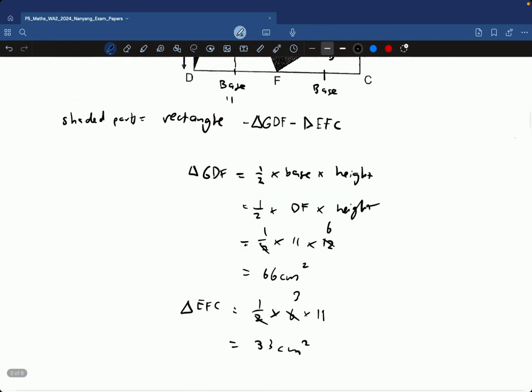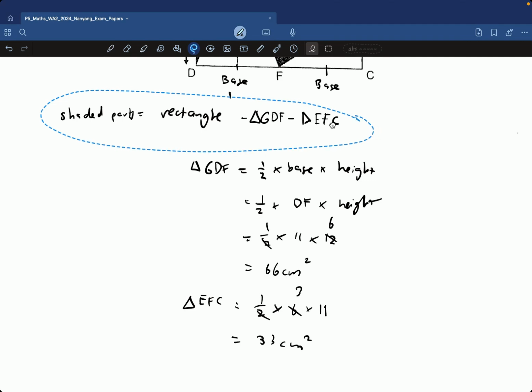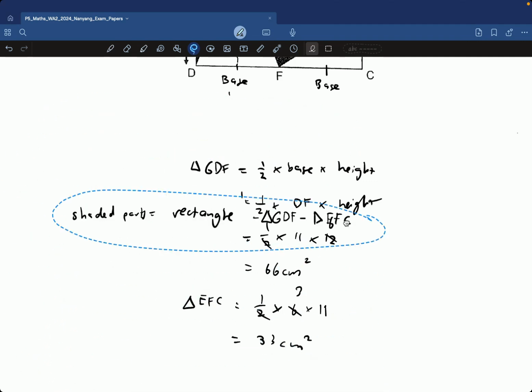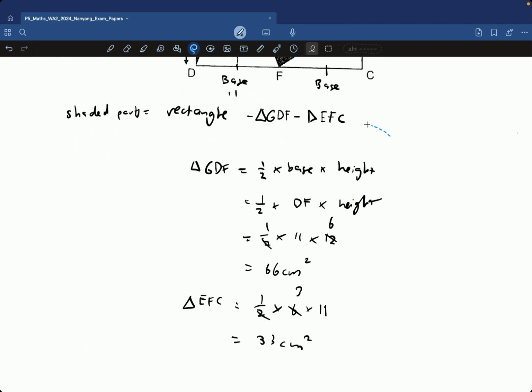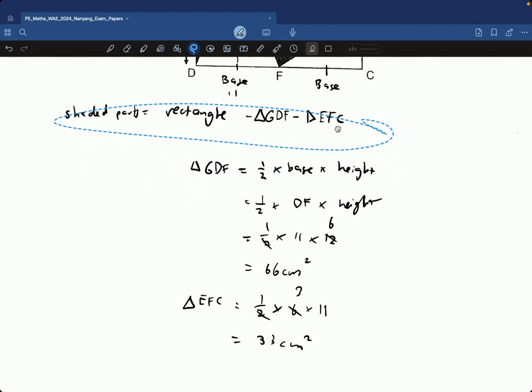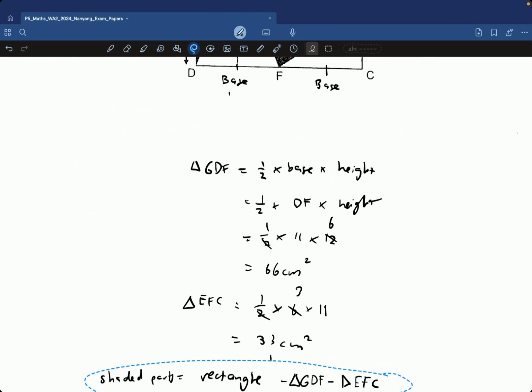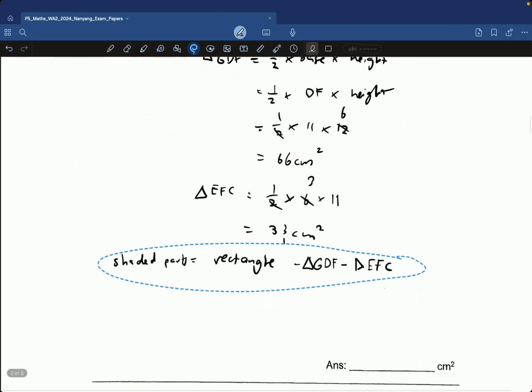So the shaded parts is equal to this case over here. So I'm just going to move this down below. Oops, I moved the 11. You know what? I'm just going to move everything down. Okay, so shaded parts equal to rectangle.